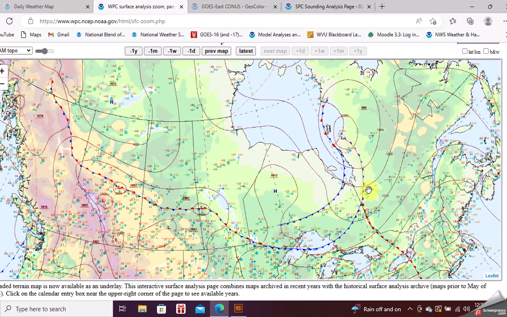An occluded front is really where a cold front, this cold front, has caught up to this warm front and pushed the warm air mass that was between the two aloft. So it doesn't show up at the surface anymore. That is where you're getting this occluded front. That happens near strong low pressure systems, which is what we have here.